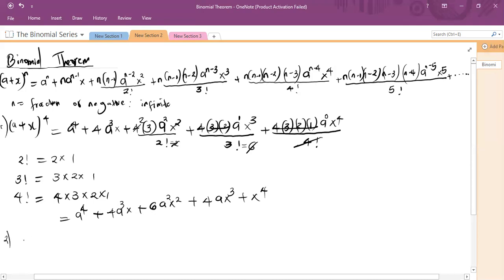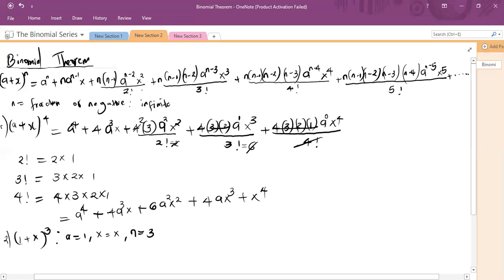You're told to expand (1 + x) raised to the power 3. Now, come and relate it to the binomial theorem formula that we have here. So let your a be equal to 1, and x will still remain to be x. So x is equal to x, and your n is equal to 3.